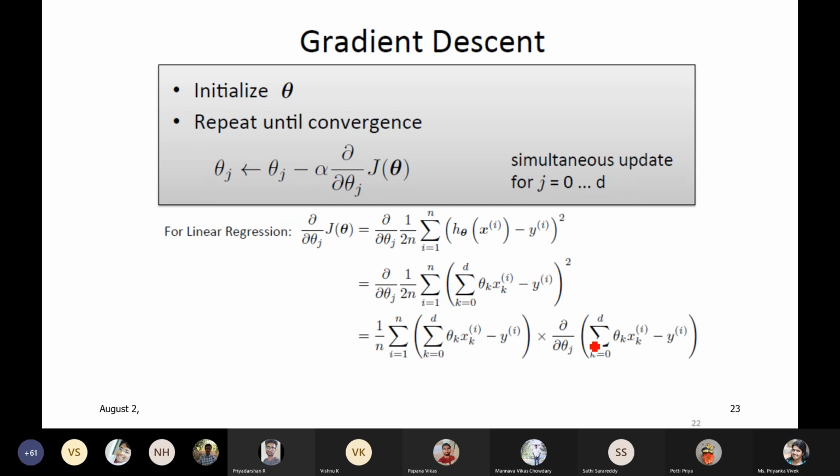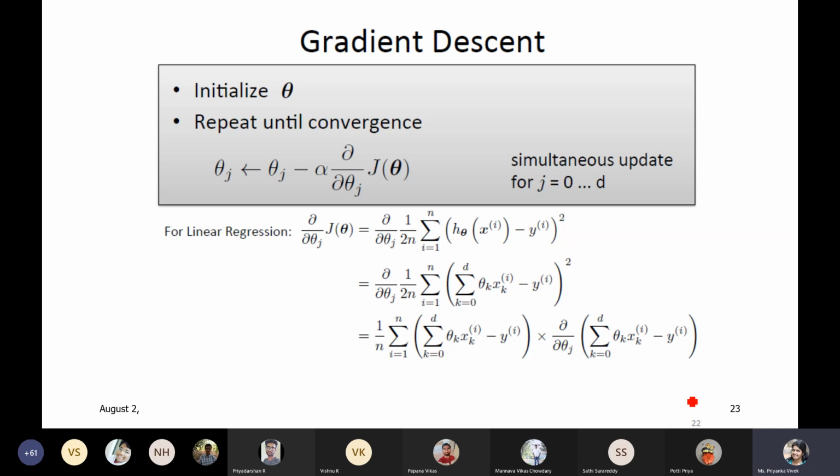Now, if you do the derivation of this, it is like 1 by 2n into whatever term this is. We are trying to find the derivative of this, so it is 2 into this particular term's derivative. That 2 and 2 got cancelled. And then it becomes sigma of this into the derivative of this particular term.